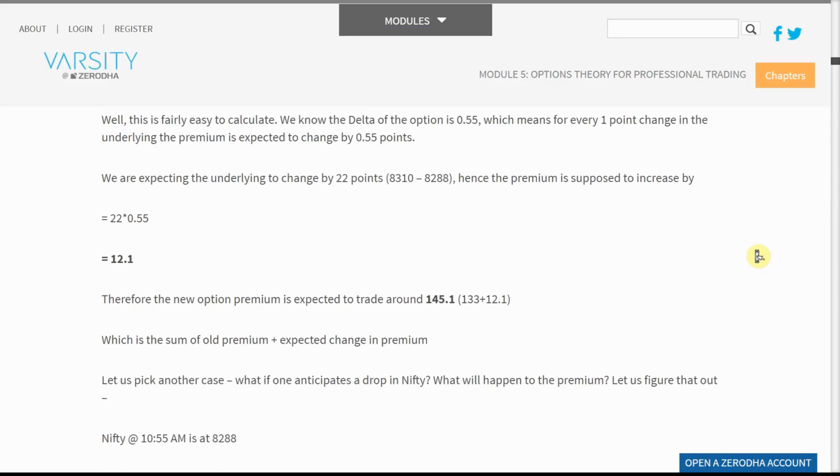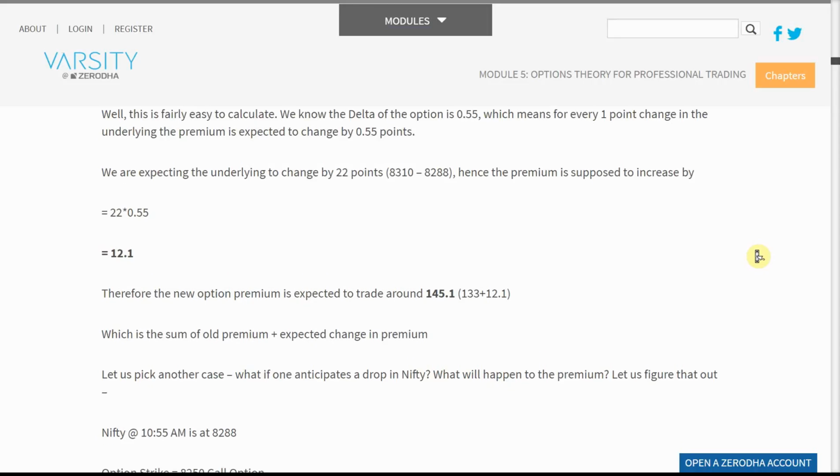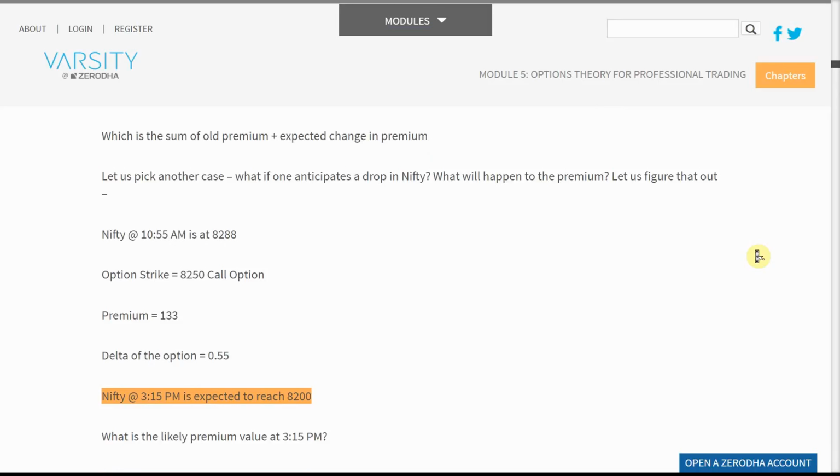We know the delta of the option is 0.55, which means for every 1 point change in the underlying, the premium is expected to change by 0.55 points. We are expecting the underlying to change by 22 points, 8310 minus 8288. Hence the premium is supposed to increase by 22 * 0.55 = 12.1. Therefore, the new option premium is expected to trade around 145.1, 133 plus 12.1, which is the sum of old premium plus expected change in premium.